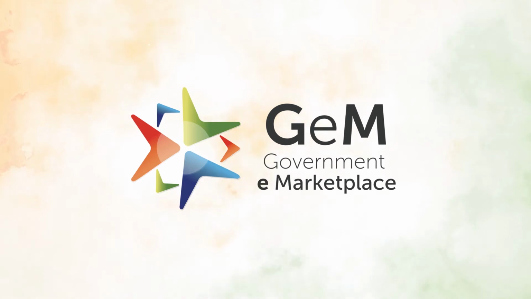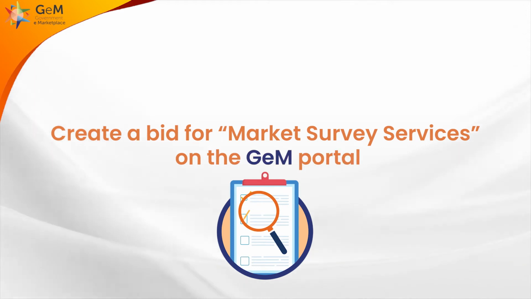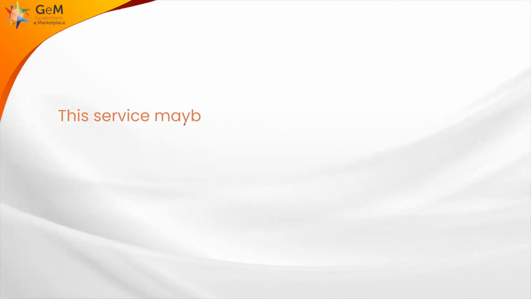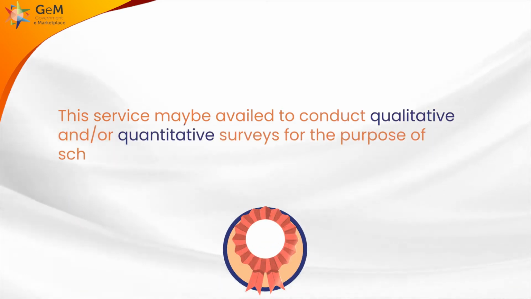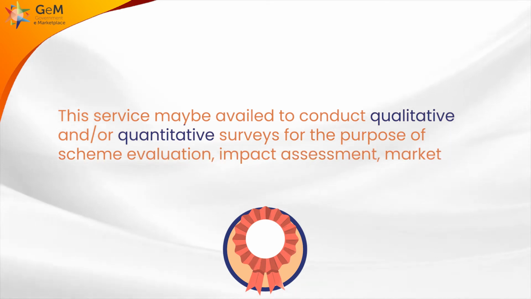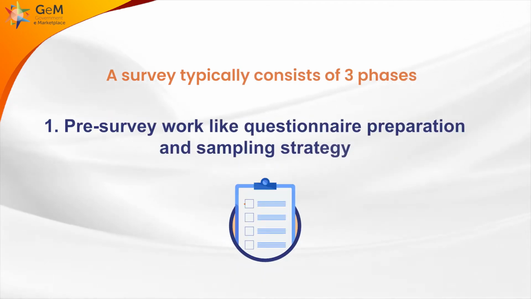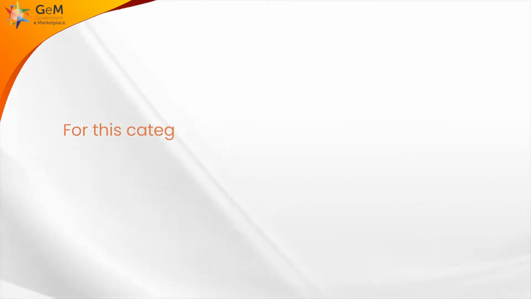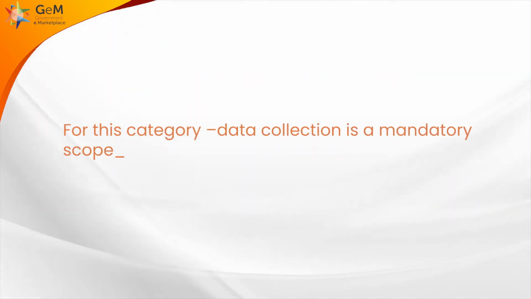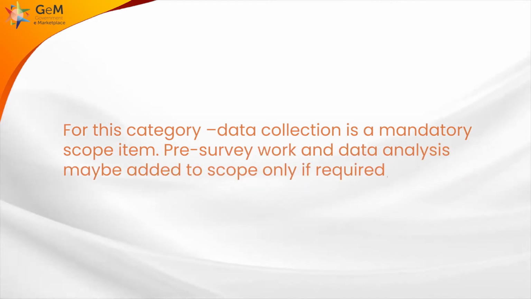In this training video, we will help buyers to create a bid for market survey services on the GEM portal. This service may be availed to conduct qualitative and/or quantitative surveys for the purpose of scheme evaluation, impact assessment, market research, etc. A survey typically consists of three phases: pre-survey work like questionnaire preparation and sampling strategy, data collection, data analysis and reporting. For this category, data collection is a mandatory scope item. Pre-survey work and data analysis may be added to scope only if required.